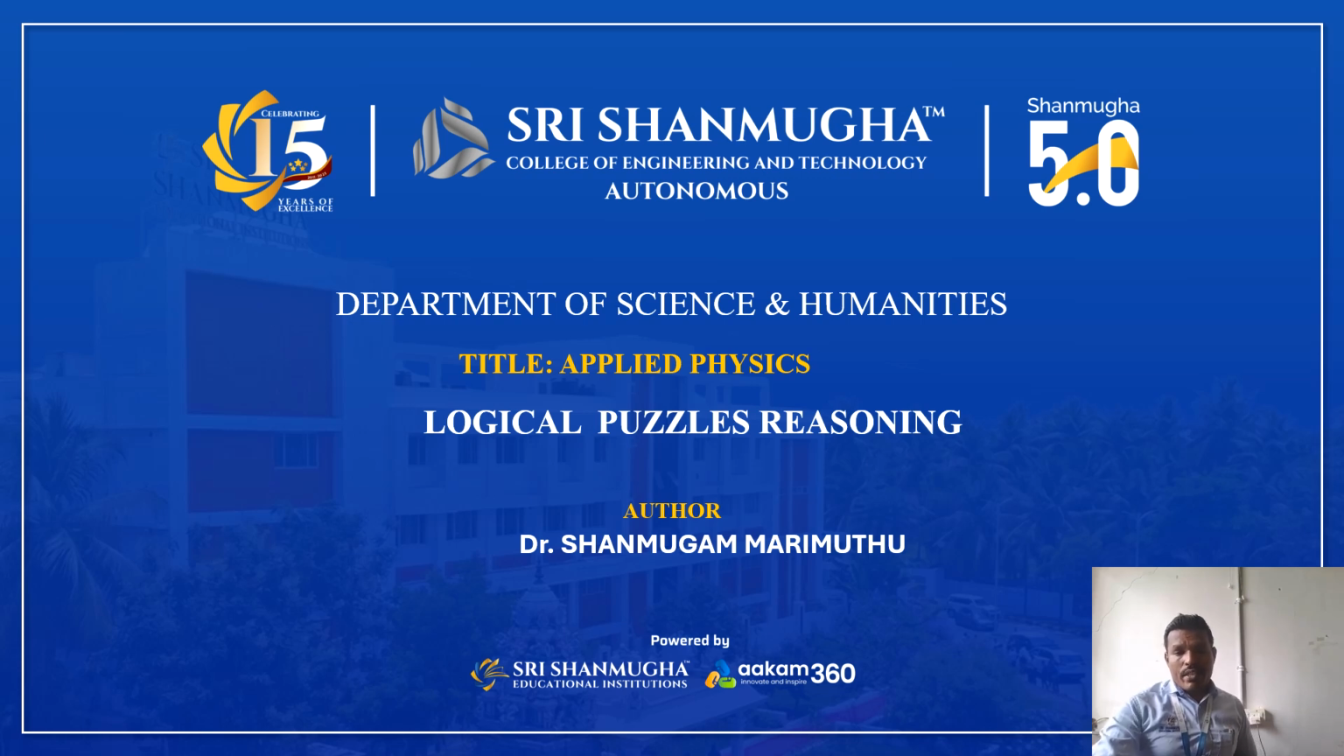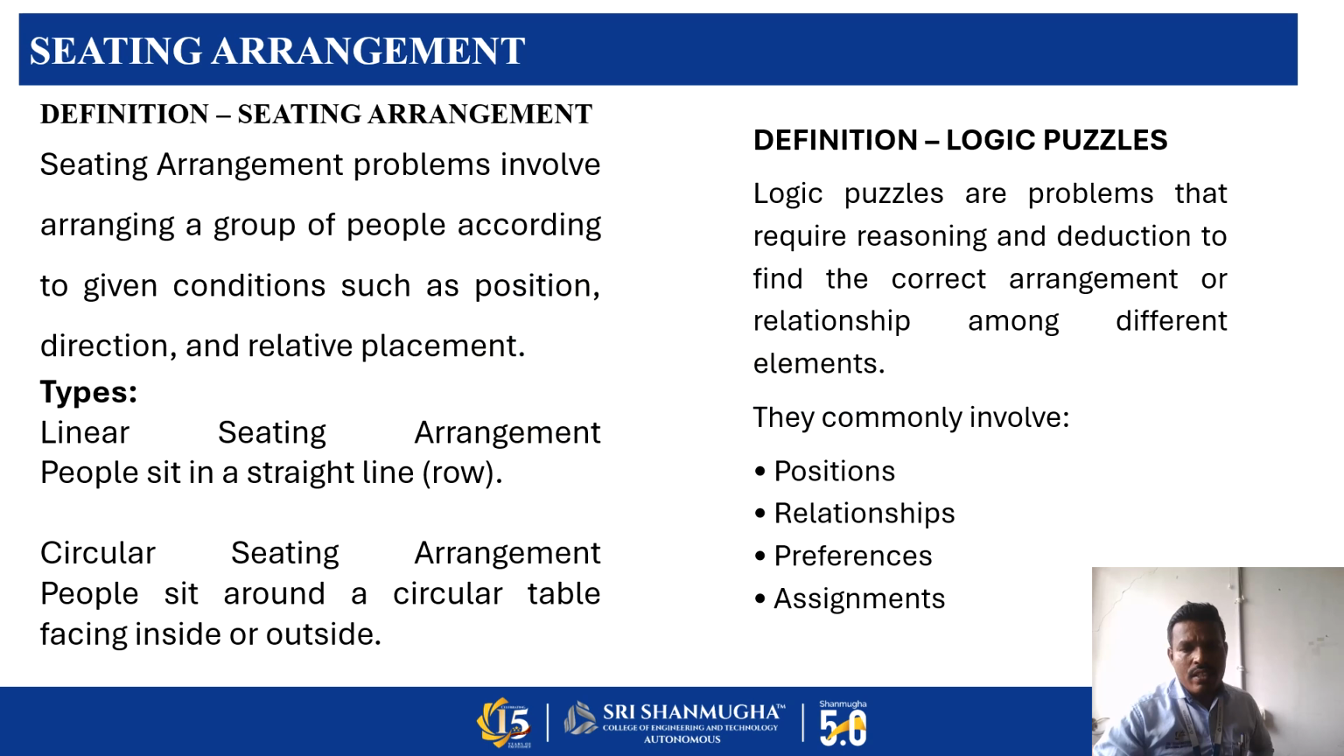The previous topic was continuity, logical puzzles and reasoning. The next topic is seating arrangement. We have two types: one is circular and another is linear. Seating arrangement problems involve arranging a group of people according to given conditions such as position, direction, and relative placement. The types are linear and circular.